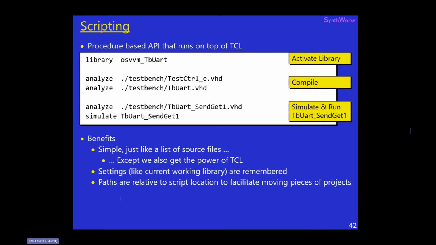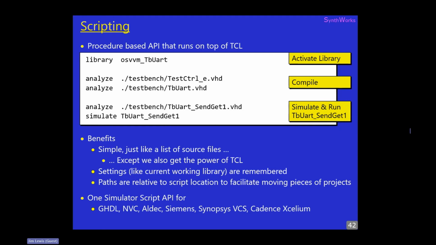hence we can move the directory structures around as we need to for the project. One simulator script API for GHDL, NVC, Aldec, Siemens, Synopsys VCS, Cadence Xcelium, and Xilinx XSIM if you're using 2023.02 and beyond. Okay, we've got the utility library working under that. They still have some Xilinx particular issues with other stuff.